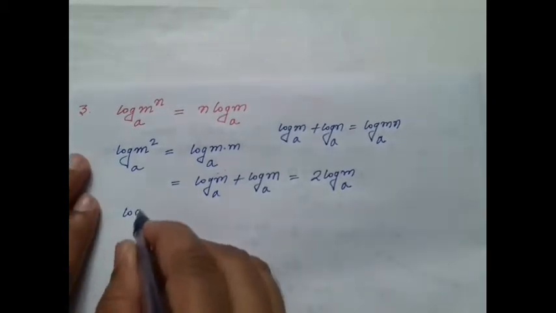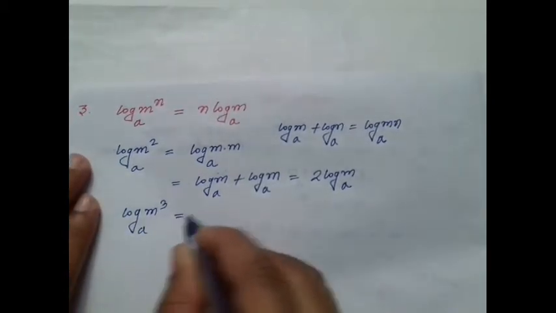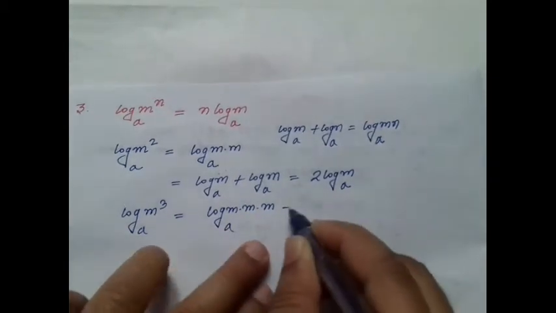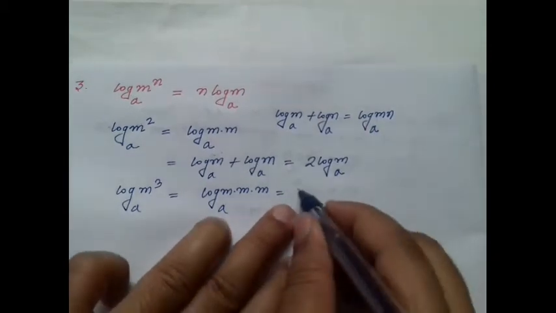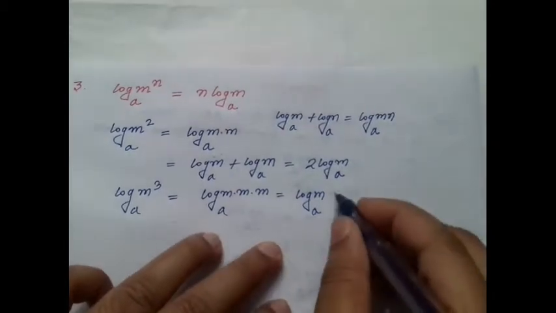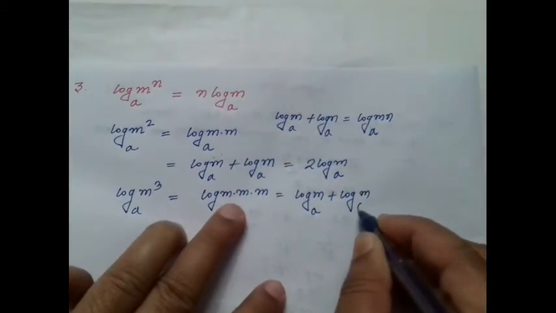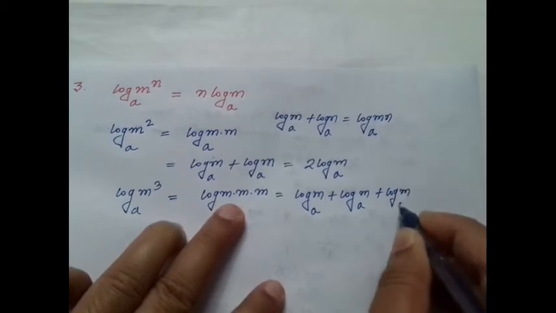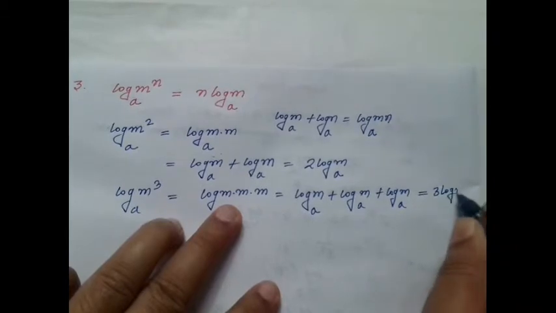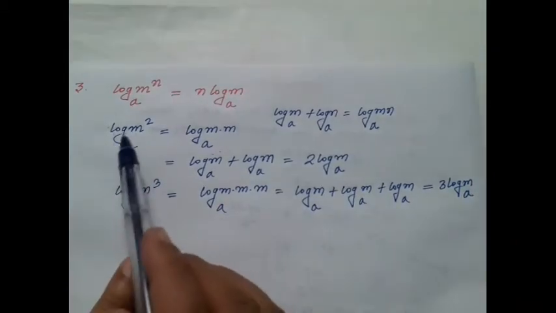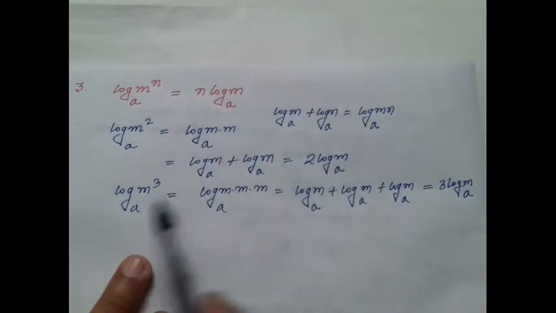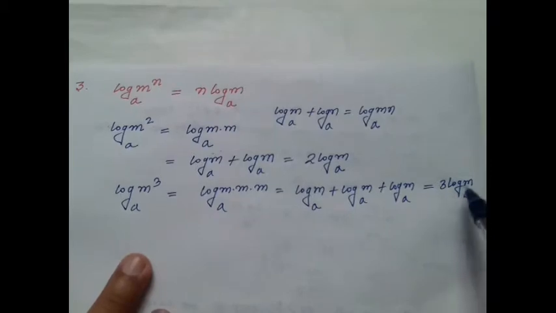Okay, if I now write log m cube to the base a, that time log m into m into m to the base a, and consequently it can be written as log m to the base a plus log m to the base a plus log m to the base a, and x plus x plus x means 3 log m to the base a. I think you are getting: log m square to the base a means log m into m, and it provides 2 log m to the base a. Log m cube to the base a provides 3 log m to the base a.